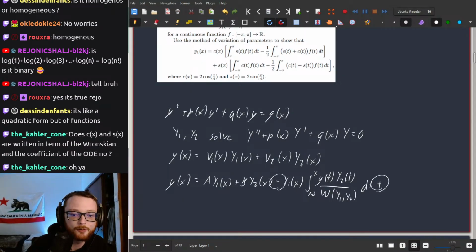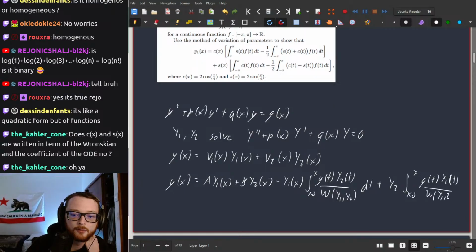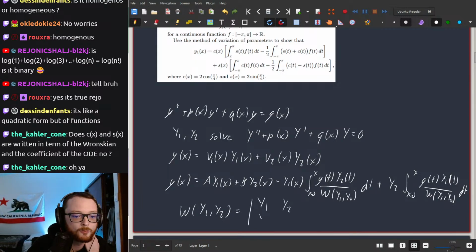These signs do feel a little bit weird. Plus y2, integral from x naught to x, g of t, y1 of t, over the same Wronskian, dt. And the Wronskian is the determinant of this 2x2 matrix: y1, y2, y1 prime, y2 prime. That's basically what variation of parameters gives you.